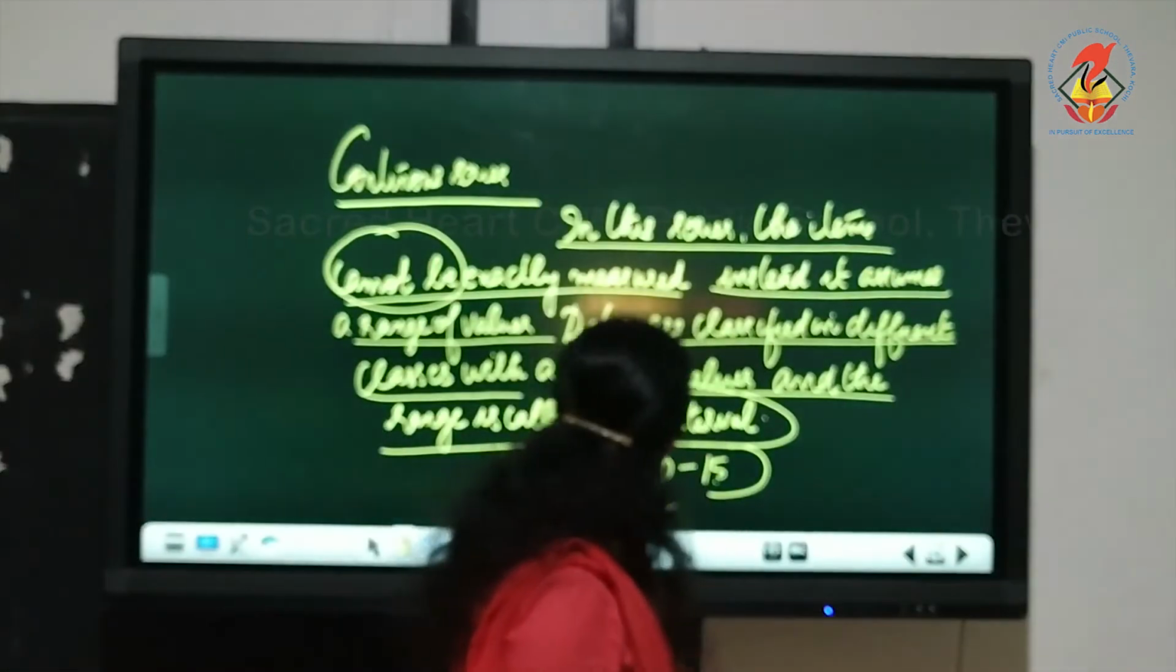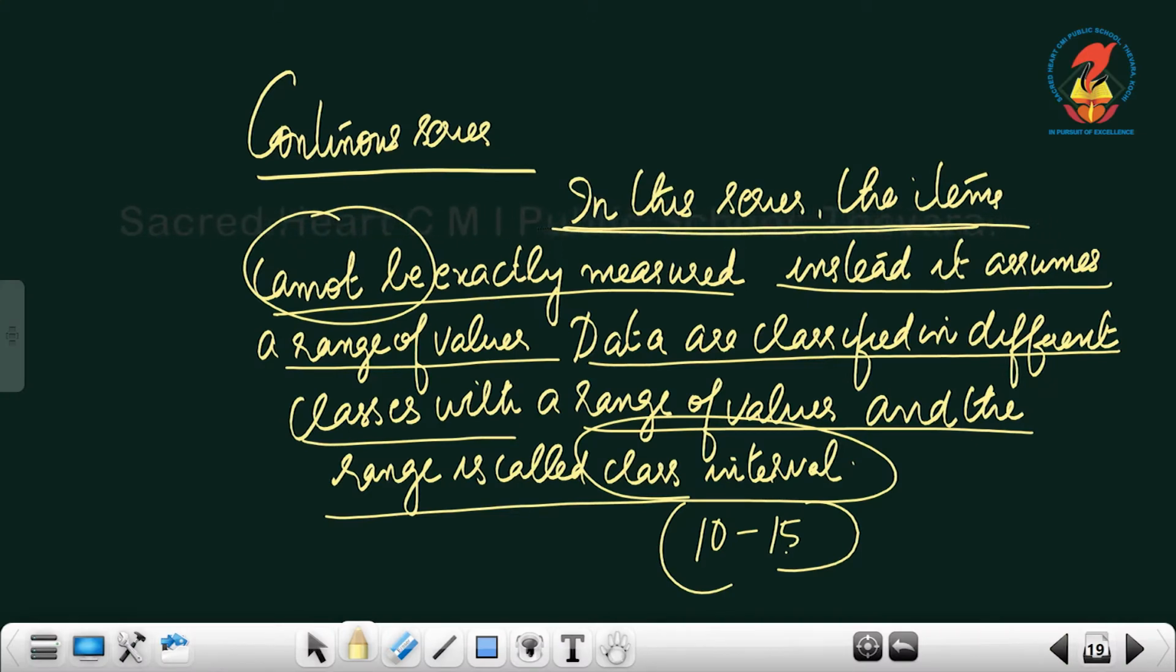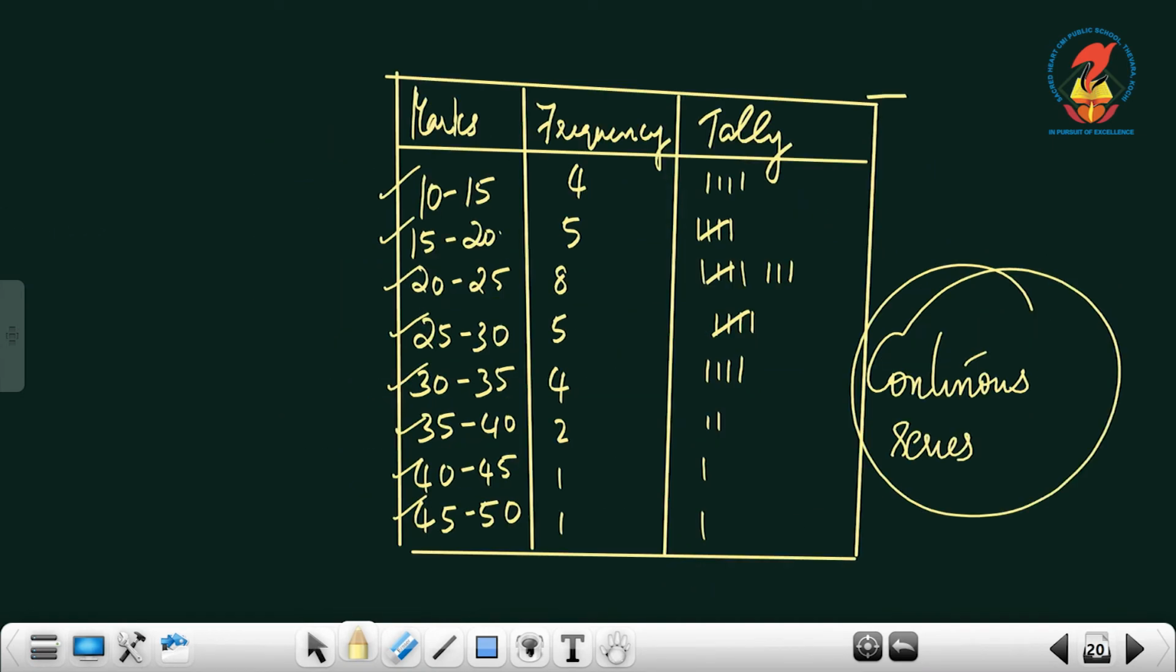Let us see the definition once again. In this series, the items cannot be exactly measured, that we will come to know later. Instead, it assumes a range of values, and the data are classified into different classes with a range of values, and that range is called a class interval. Now, these are the class intervals: 10 to 15, 15 to 20, 20 to 25, 25 to 30, etc.